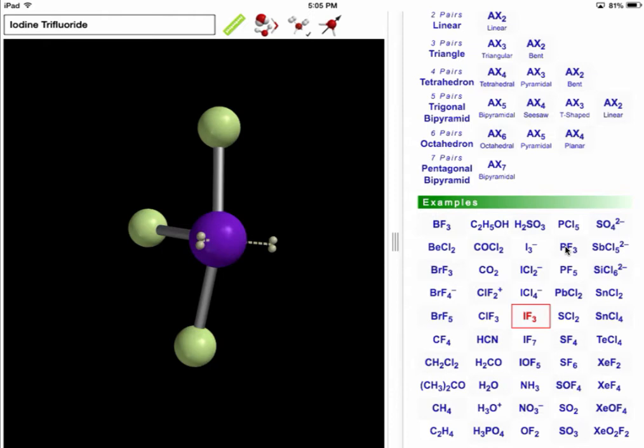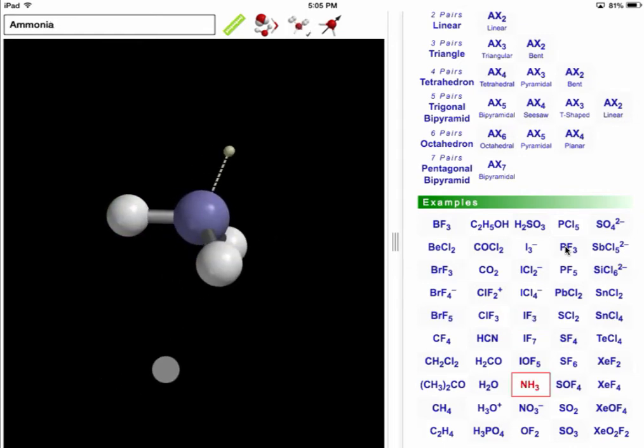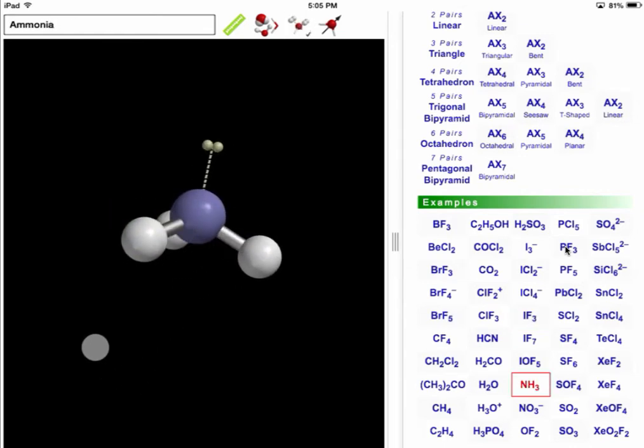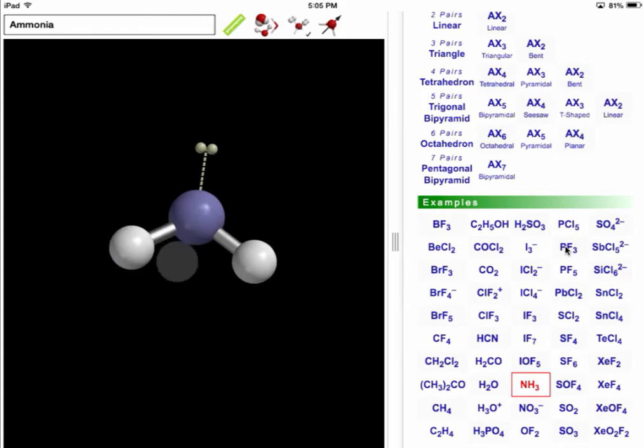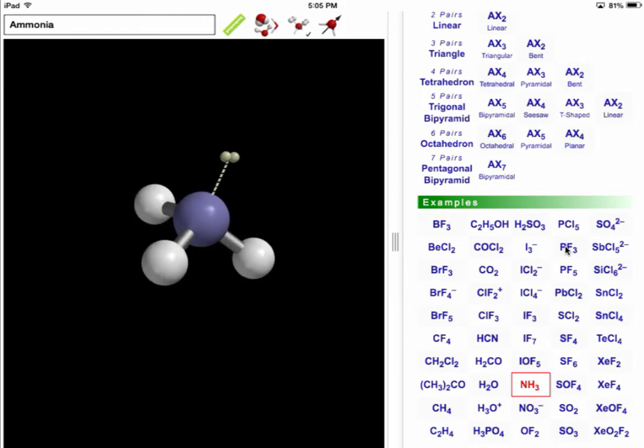Okay, let's try another one. Let's try ammonia, NH3. And ammonia is very much like PF3. We've got three bonding pairs, and like that, one non-bonding pair. So this is AX3E, and the shape for this one is trigonal pyramid.